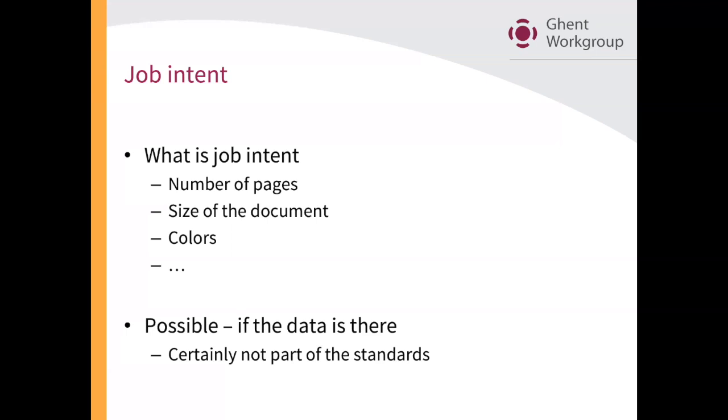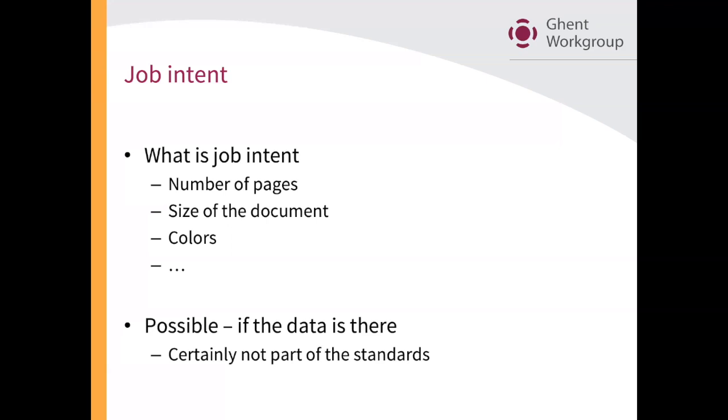I go to a web-to-print site, for example. I order something. It has specific dimensions. It will be either single-sided or double-sided. The price will probably depend on that. So that is job intent. And then the question is, can you pre-flight against that? And the answer is both yes and no.